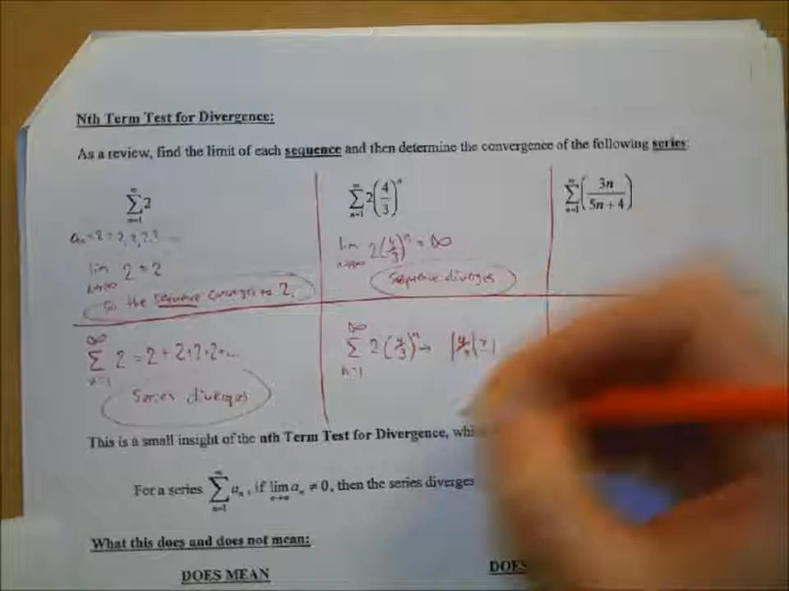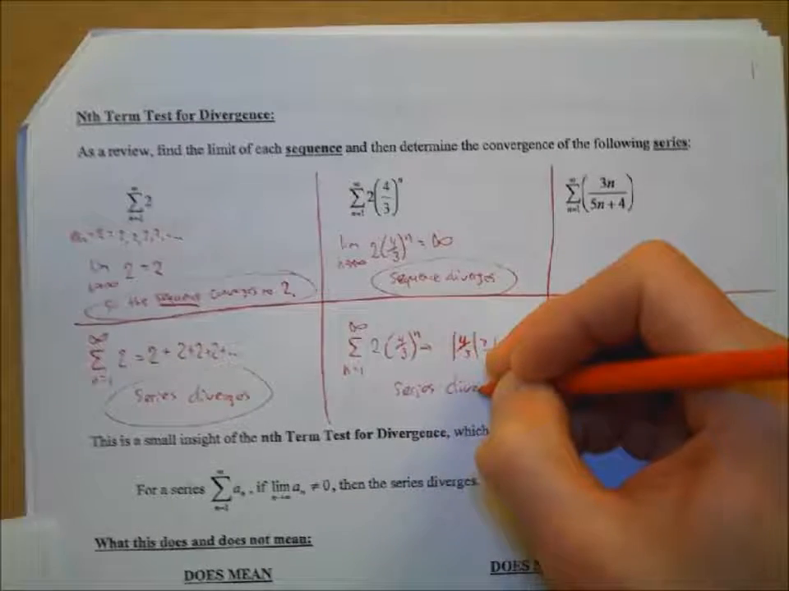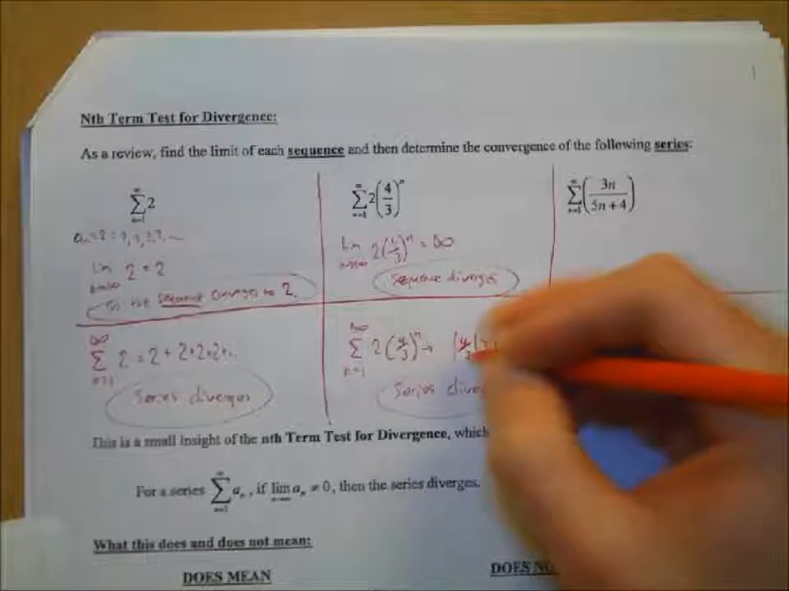Okay, so it's greater than or equal to 1, so the series diverges. That's your R there.